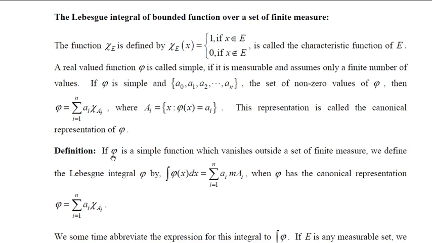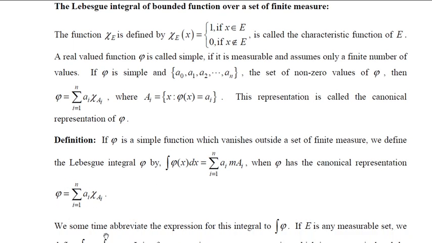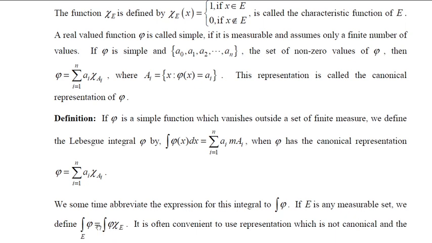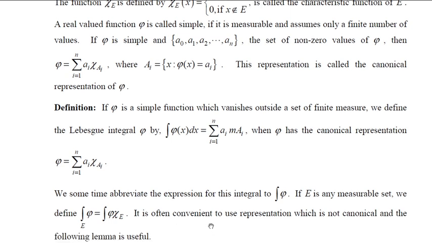So remember, if phi is a simple function which vanishes outside a set of finite measure, then the Lebesgue integral of phi is given by this, when phi has the canonical representation of this form. We sometimes abbreviate the expression of this integral to simply integral phi. Instead of writing phi of x dx, we simply write integral phi. If E is any measurable set, we define the Lebesgue integral of phi over E as the Lebesgue integral of phi times chi_E. It is often convenient to use this representation, which is not canonical in general.